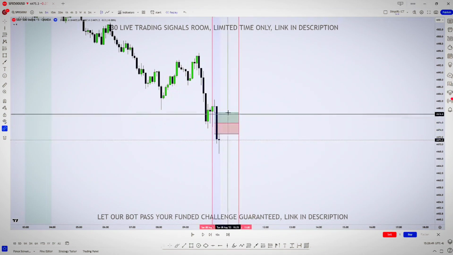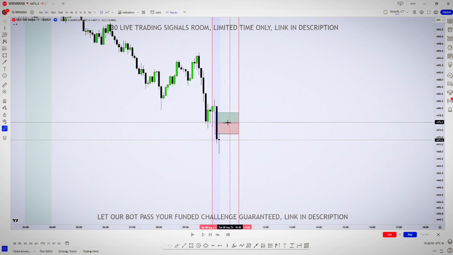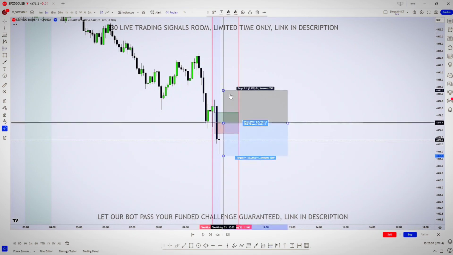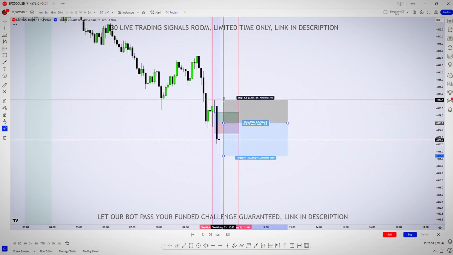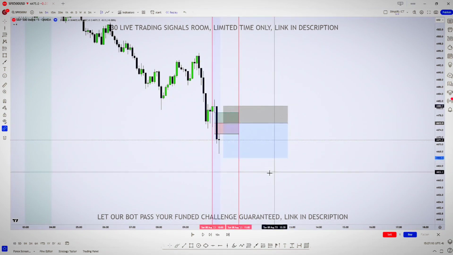So what you can do when the fair value gap is pretty large like this is mark out the consequent encroachment, the 50% of that fair value gap. So we're going to mark out our entry right there at the 50%, and we're going to look for the entry within our time window. You could put your stop loss above the high overall, or you could put it at the bodies right here. And then you want to target just either a solid 1 to 2 or the next main draw on liquidity.